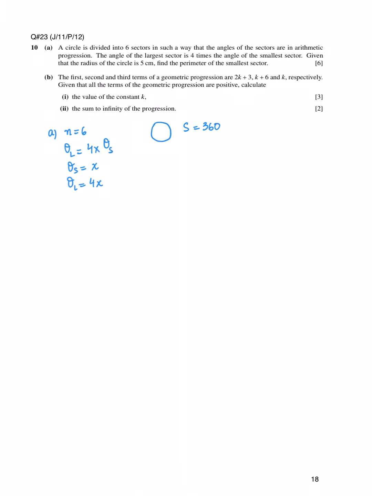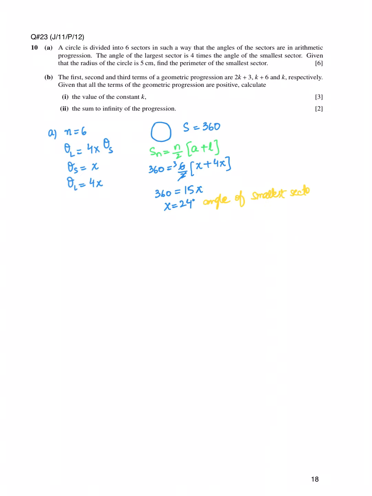We are going to apply the working formula for the sum: Sn is equal to n upon 2 times a plus l. That is the working formula. Sum is 360, n is 6 divided by 2, a is x and l is 4x. So 2 1s are 2, 2 3s are 6, so 360 is equal to 15 times x, and x is equal to 24 degrees. What is x? x is basically the angle of the smallest sector.